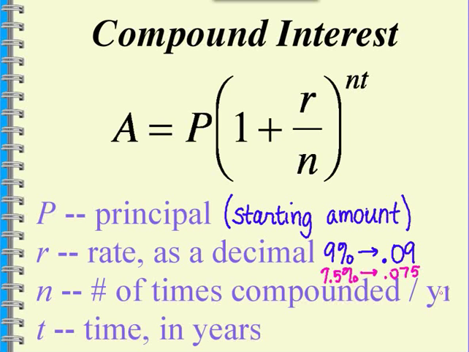I remember savings accounts used to get about 3% when I was growing up. N is the number of times compounded per year. So we're talking about quarterly. Quarterly means how many? 4. Semi-annually. Semi means 2, okay? And then T is your time in years. With that in mind, you've all written that formula down.